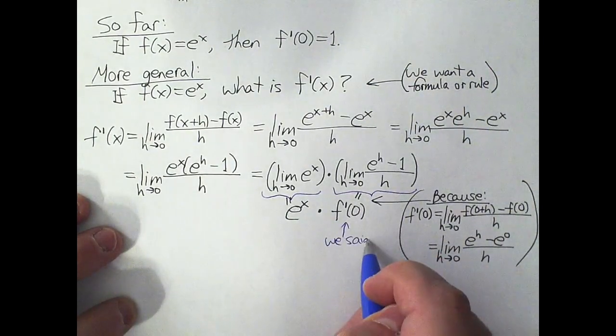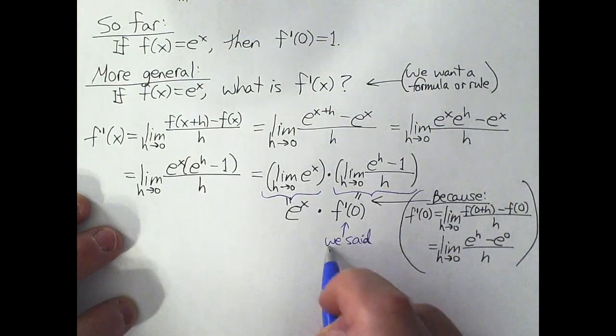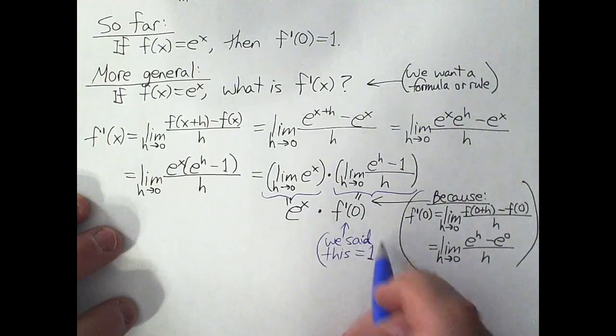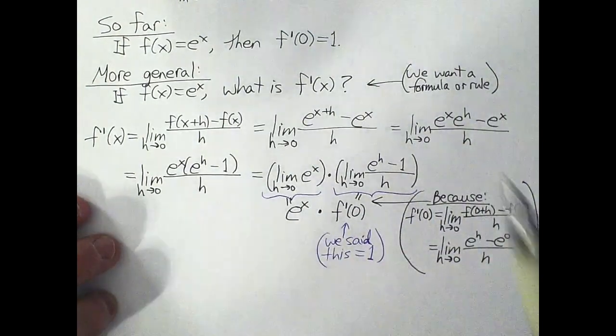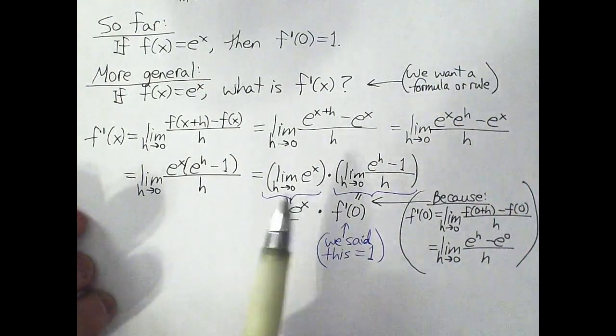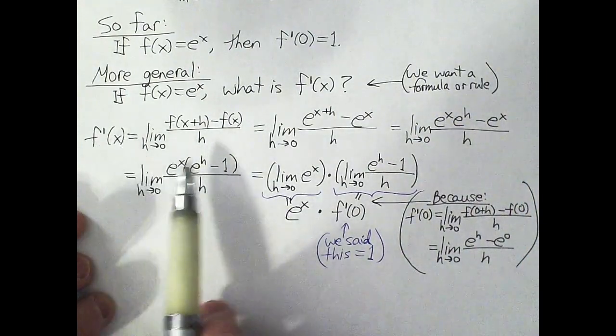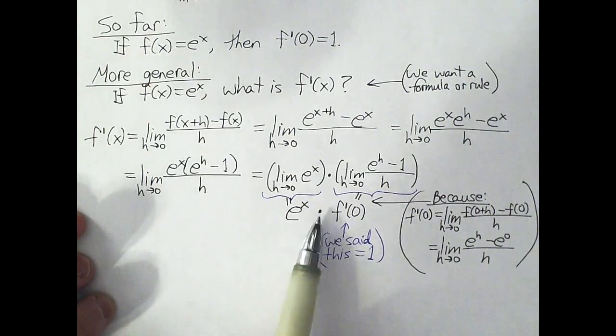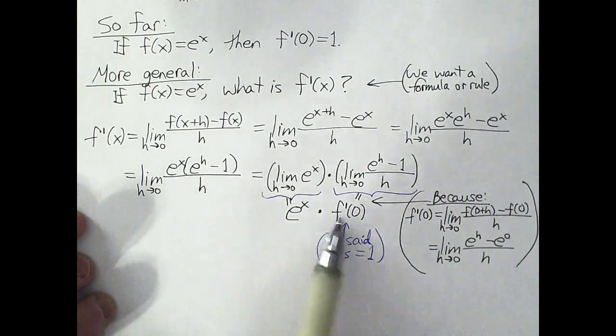We said that this equals 1. We said that above, right? F prime of 0 equals 1. It's still on the screen. It's still up here on the page. So what did we get? We did f prime of x. We did all these steps. Ultimately, it looks like it equals e to the x times 1.